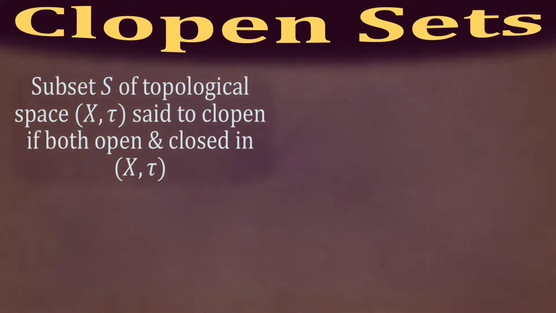Now, let's define clopen sets. A subset S of a topological space (X, T) is said to be clopen if it is both open and closed in (X, T).